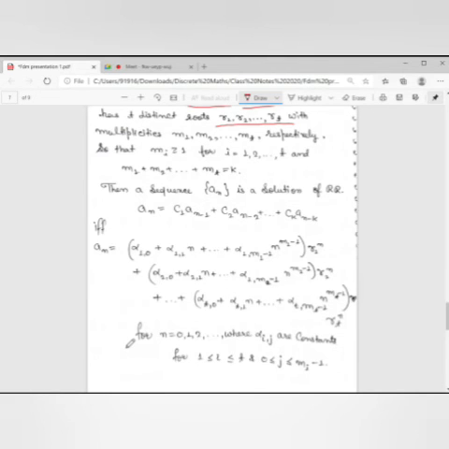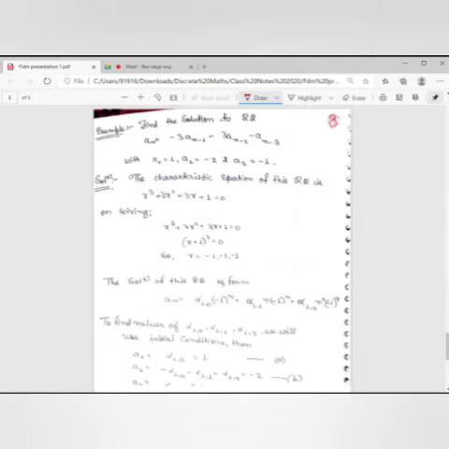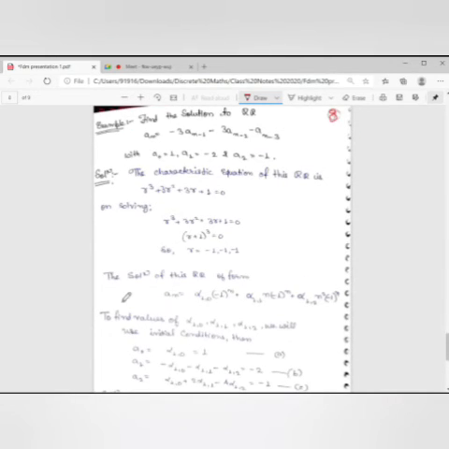Let us see an example. Find the solution of the recurrence relation an = -3 a(n-1) - 3 a(n-2) - a(n-3) with the initial conditions a0 = 1, a1 = -2 and a2 = -1. The characteristic equation for this recurrence relation is r^3 + 3r^2 + 3r + 1 = 0. We can see that it looks like (r + 1)^3. We will get the characteristic roots as r = -1, -1, -1.